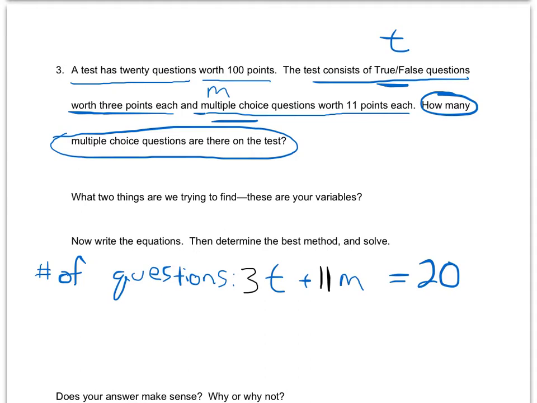Well, the 3 and the 11 have to deal with points, right? Does this equation right here deal at all with points? And the answer is no. This equation is only referencing the number of questions. So we don't care how much each question is worth for this equation. We only care how many there are. That's why we don't have the coefficients of the 3 and 11 yet, because all we care about is the number of questions, not how many points it's worth.